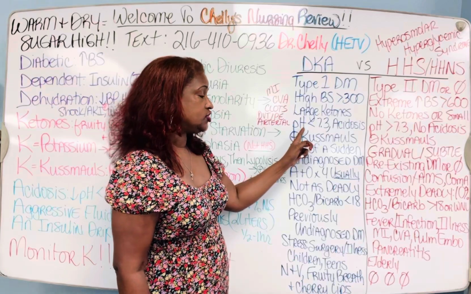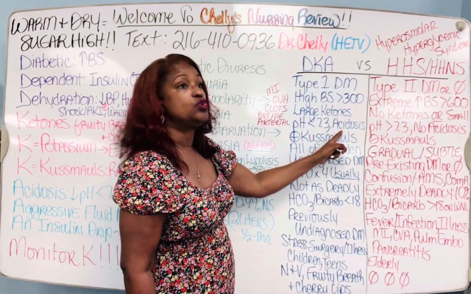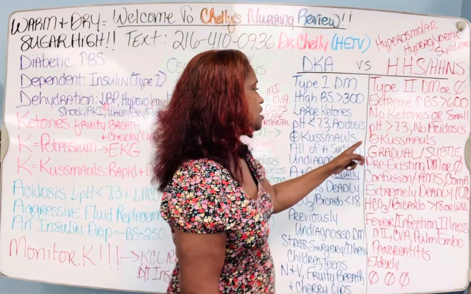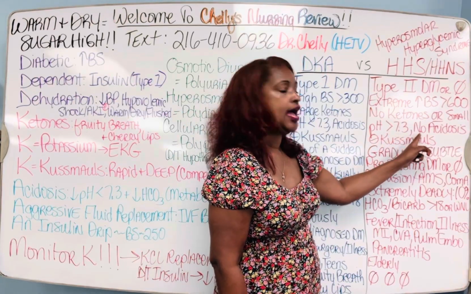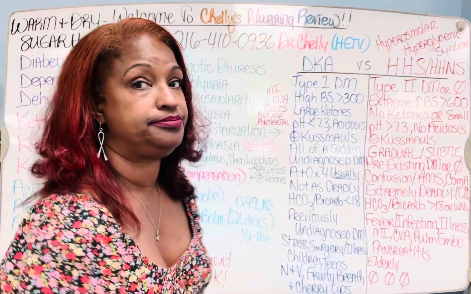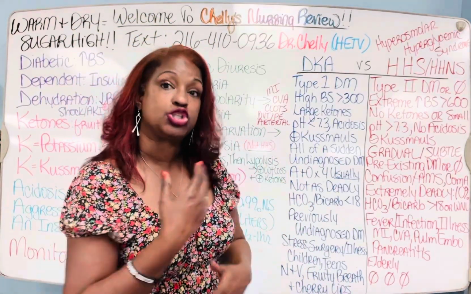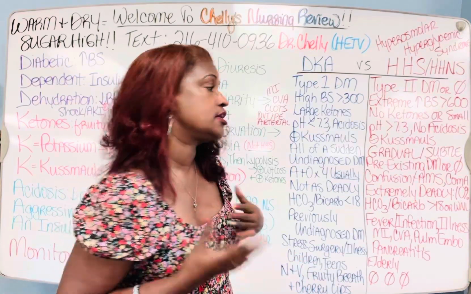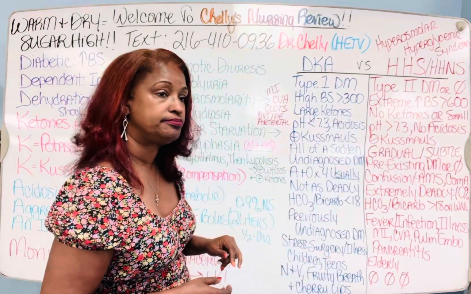The pH is less than 7.3 with DKA, and you are truly acidotic, metabolic acidosis. The pH here is greater than 7.3. There is no acidosis. In fact, the pH may be normal. Positive Kussmaul's, because you're compensating for metabolic acidosis by using your lungs. Because there's no acidosis, there's no Kussmaul's.